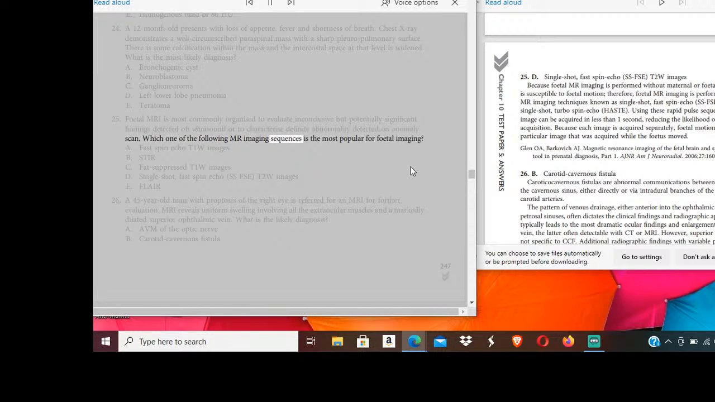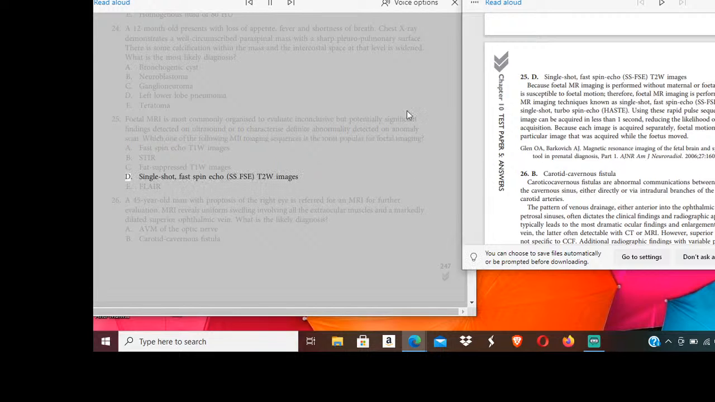Which one of the following MR imaging sequences is the most popular for fetal imaging? A. Fast spin echo T1W images. B. STIR. C. Fat suppressed T1W images. D. Single shot fast spin echo, SSFSE, T2W images. E. FLAIR.